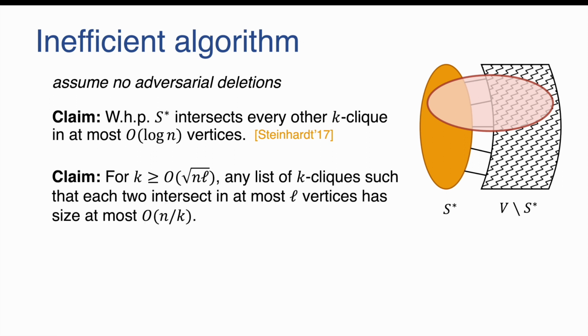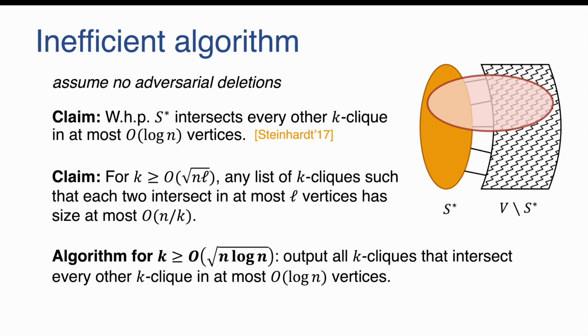The second claim that will help us is that when k is at least root n times L, any list of k cliques that each intersect in at most L vertices has size at most n over k. What this says is that if you have k cliques that are large enough, and they have small intersection, then you cannot have too many of them. Because if you keep putting more and more of them, they quickly fill up the graph. So you can have only the optimal amount of them, which is O of n over k.